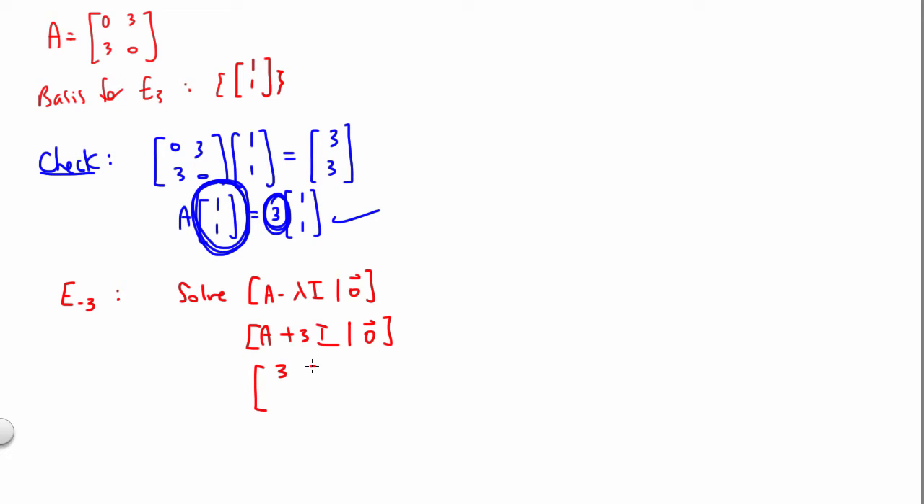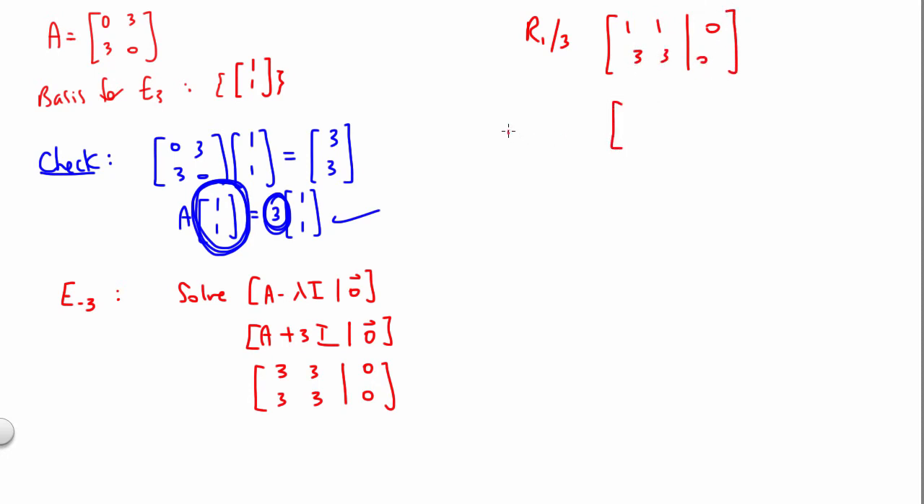So if we take our matrix and we add 3's along the main diagonal, we end up with this coefficient matrix here. And we'll go ahead and put this into our REF. So let's take row 1 and divide by 3. Next, we can take row 2 minus 3 times row 1, and there we have our REF.